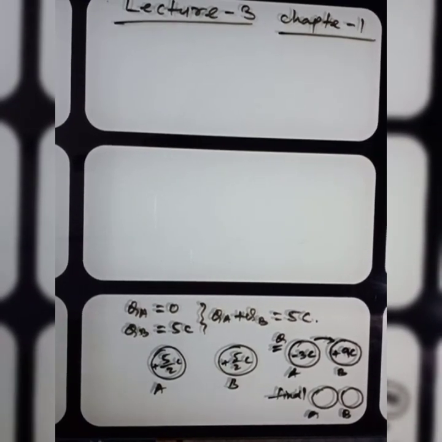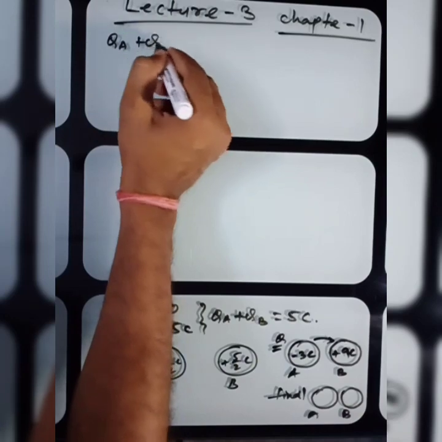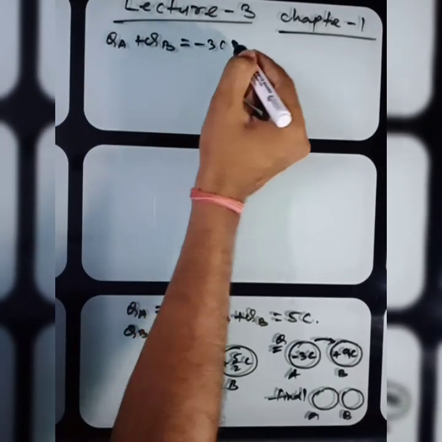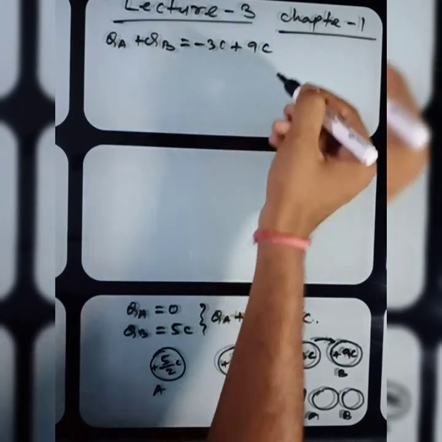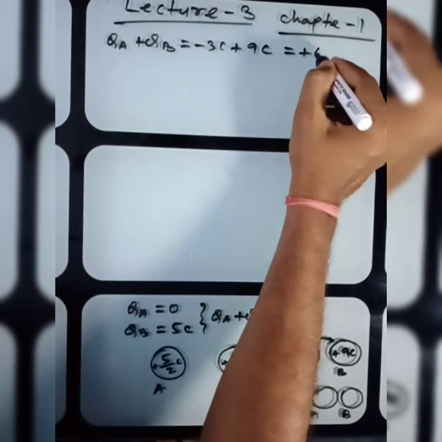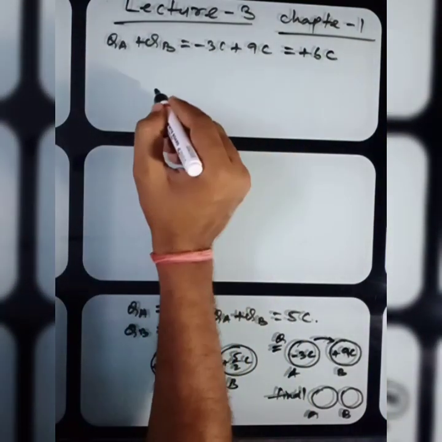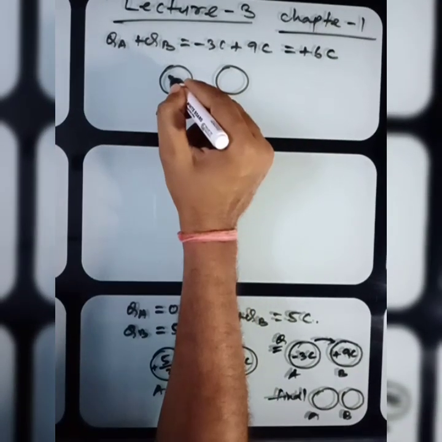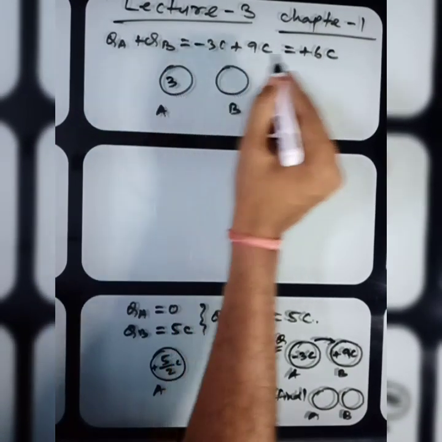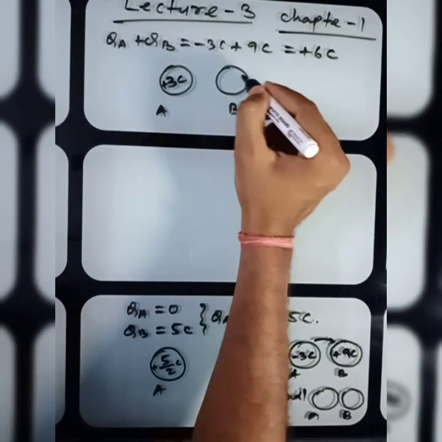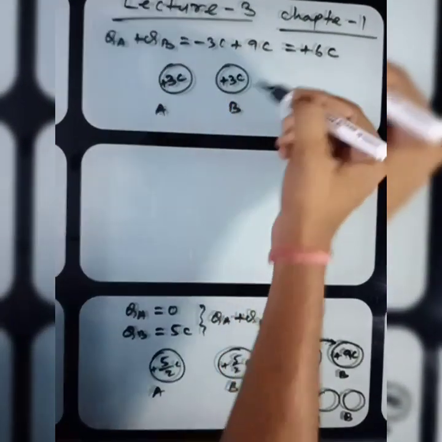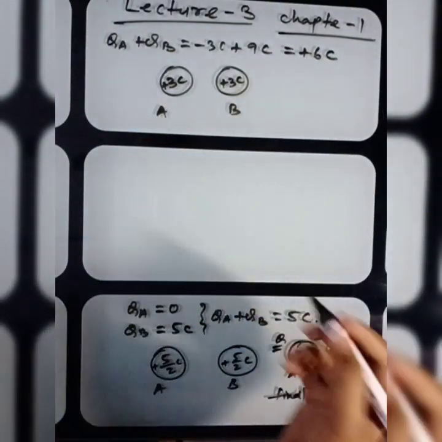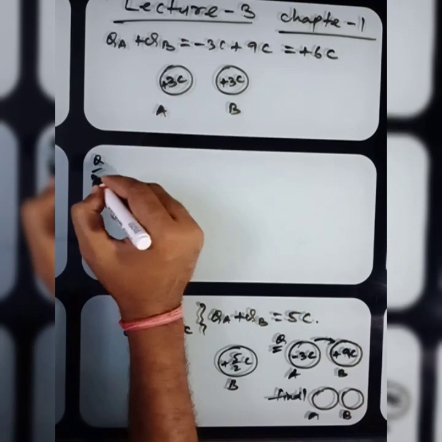I hope students you have solved it correctly. Now for bodies A and B, the total charge QA plus QB will be minus 3 Coulomb plus 9 Coulomb. How much is it? 6 Coulomb. Now this 6 Coulomb will be equally divided between bodies A and B, that is 6 by 2, and this is positive, so plus 3 Coulomb and plus 3 Coulomb. Hope you enjoyed this example. It's very easy. Now the next example, try to solve.